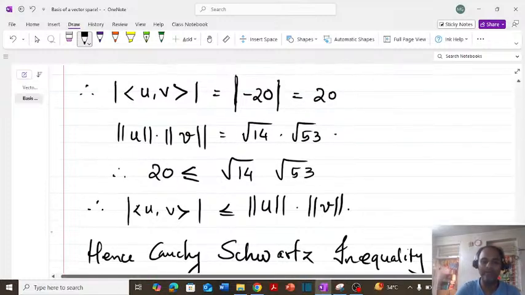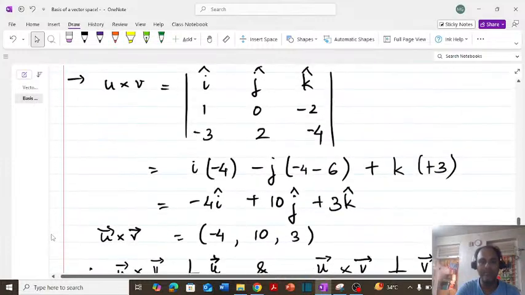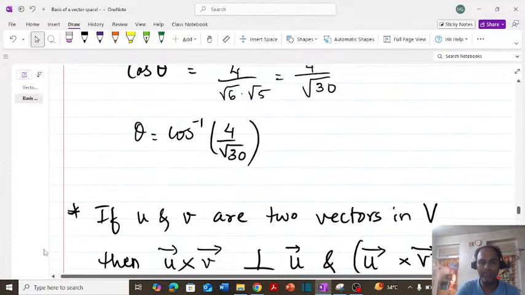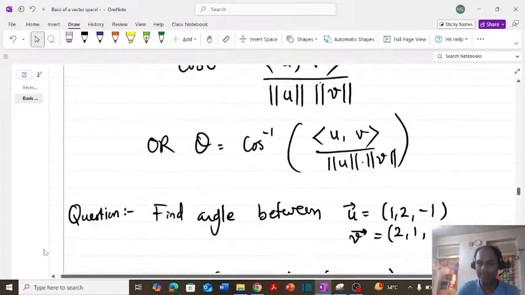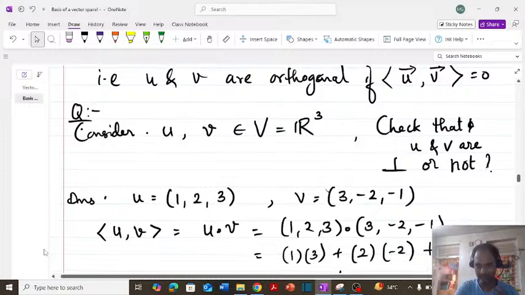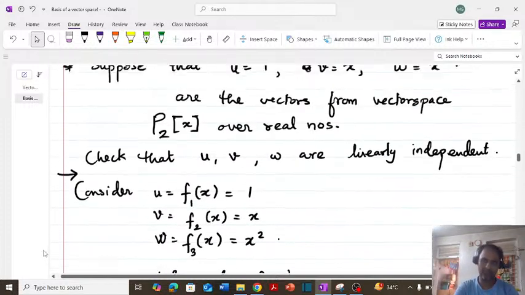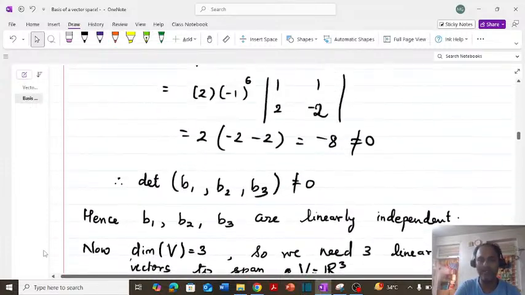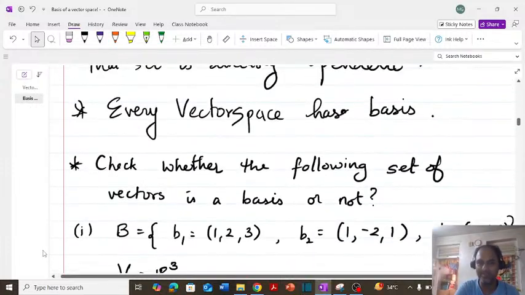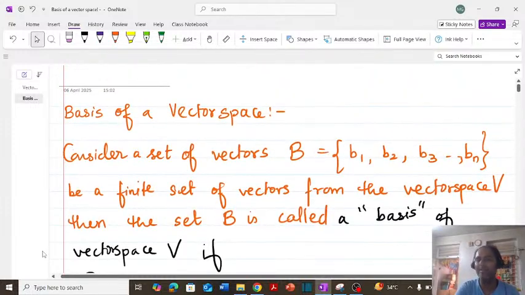So today we have done the Cauchy-Schwarz inequality with the proof, the orthogonality of two vectors, then we saw the cross product of two vectors, and then what else did we see? We saw linear independence and how to check whether something is a basis or not. We saw many results on bases and so many things. Quite a good amount of work we have done.